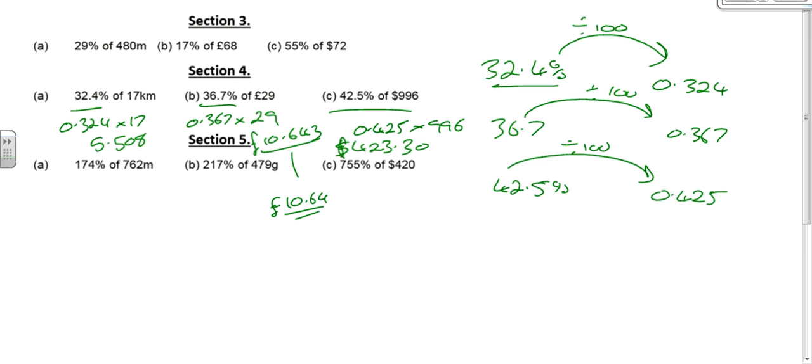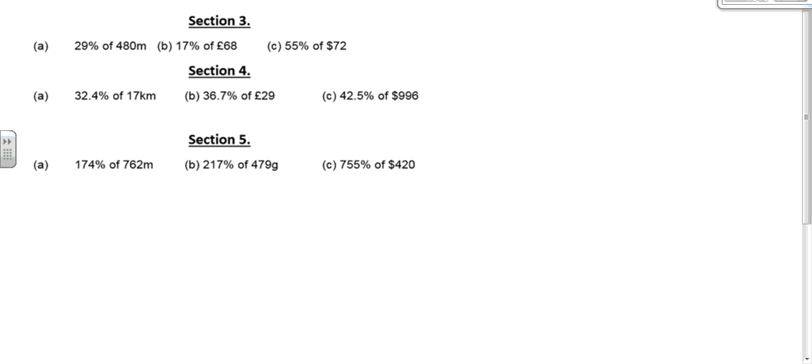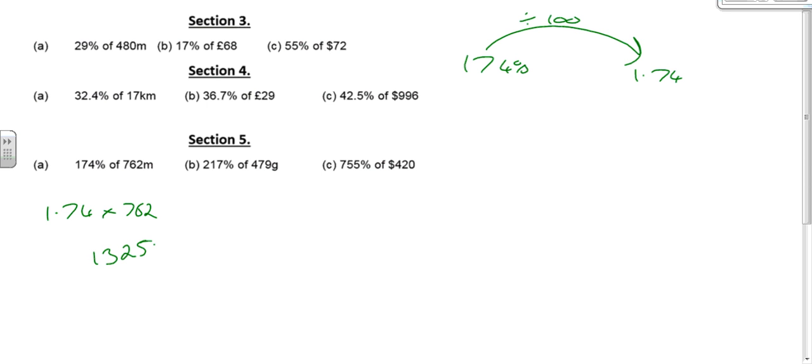Now, section 5, even though it looks different because they're all over 100%, there's no difference to it. So we start in exactly the same way, if you've got a calculator. So 174%, we need to get that as a decimal, as a multiplier. So we divide by 100, and that gives us 1.74. So it's going to be 1.74 times by 762, and that equals 1325.88. So notice that over 100% means you're going to make the value bigger.